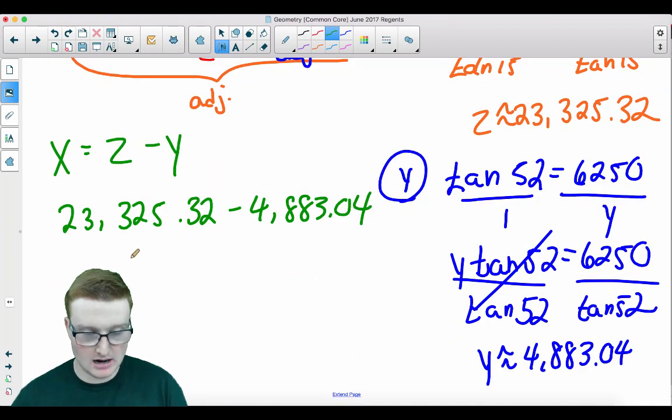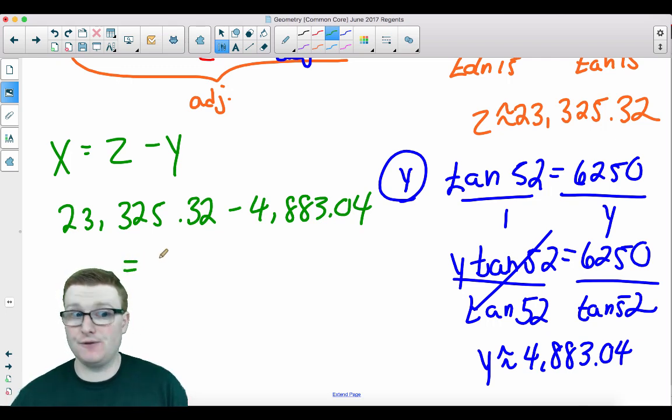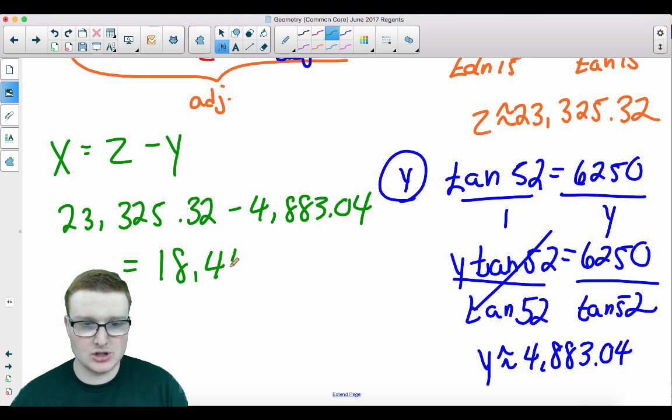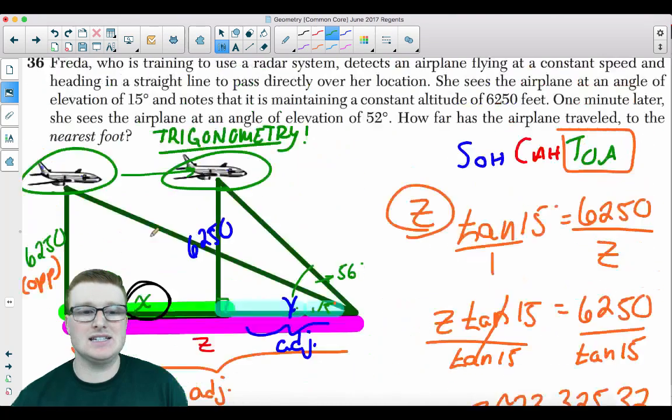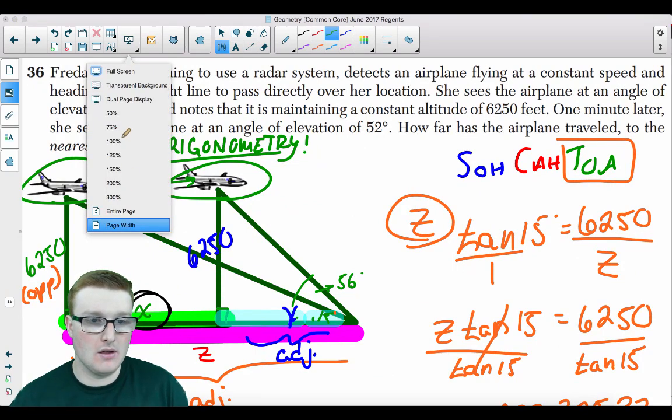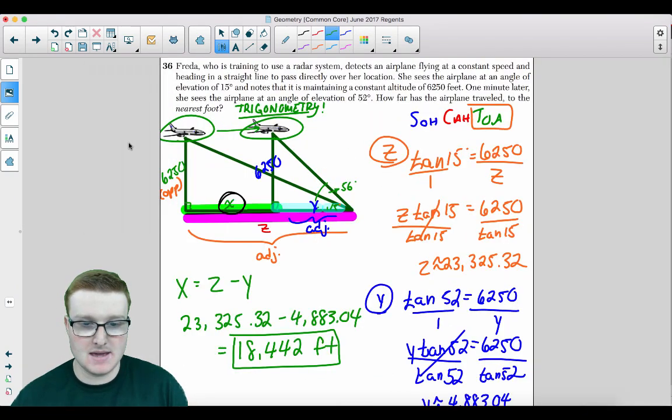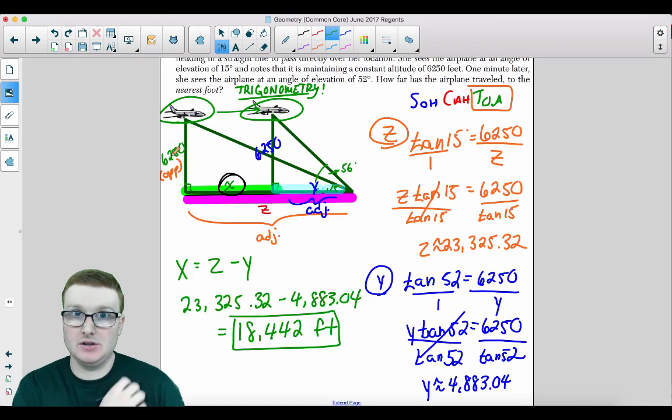So when you plug that into your calculator, just take my word for it. You get an answer, when rounded to the nearest foot, of 18,442 feet. Ladies and gentlemen, that is the length of x, the distance that the plane has traveled from point A to point B. That's how you do the first part.